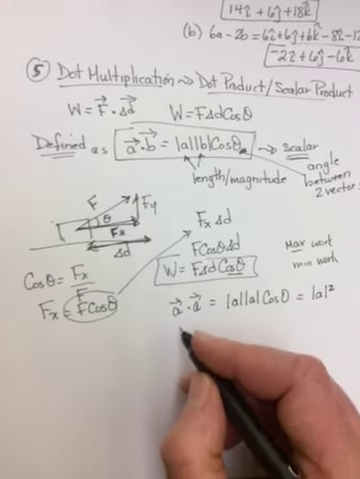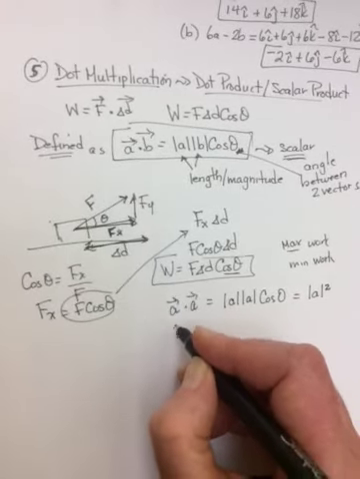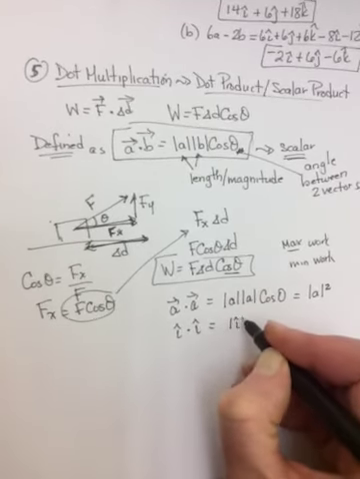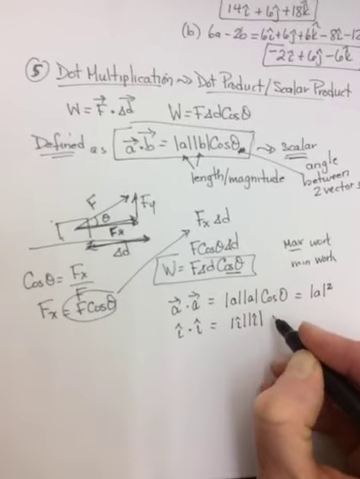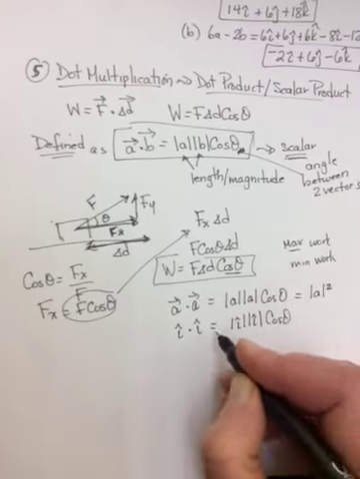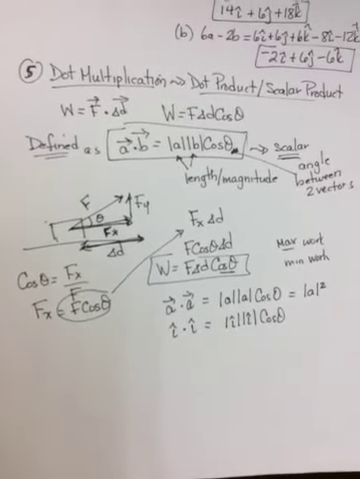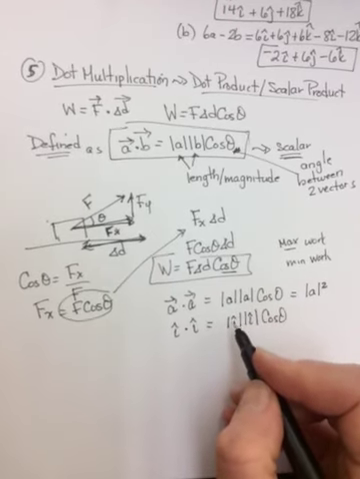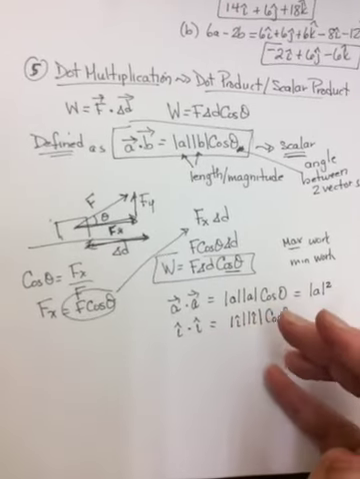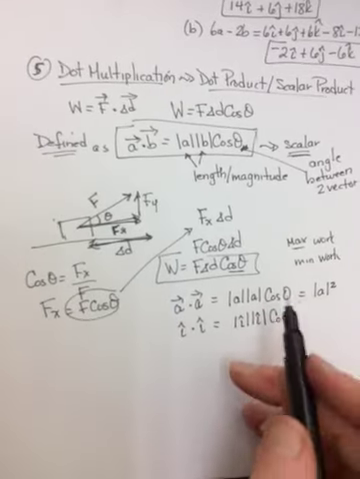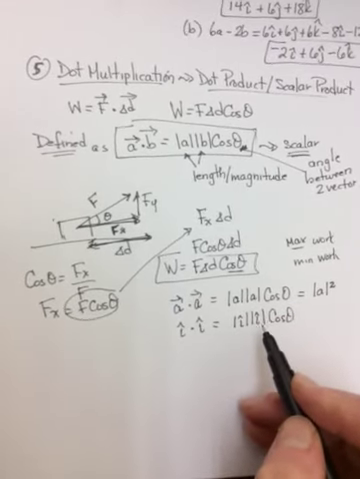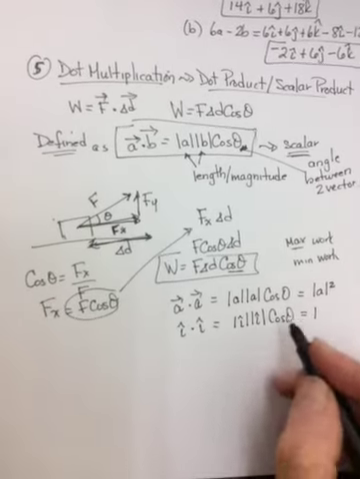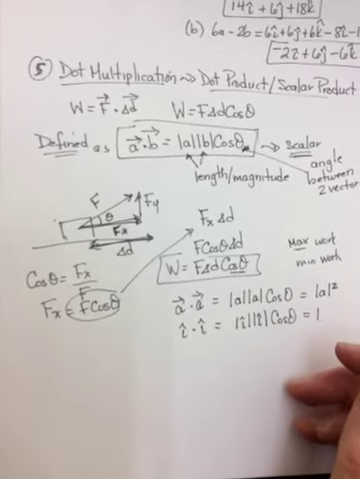But if we did I dot I, it would be the absolute value of I times the cos of 0. What's I? I is a unit vector in the x direction. What's its magnitude? Absolute value is the length of I. The length of I is 1. So 1 times the cos of 0 is 1. It could be 1 squared if you want, but it's still going to be 1.